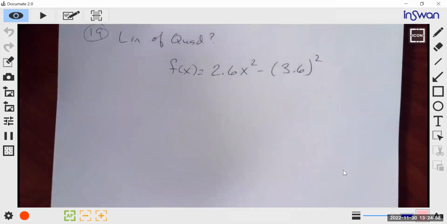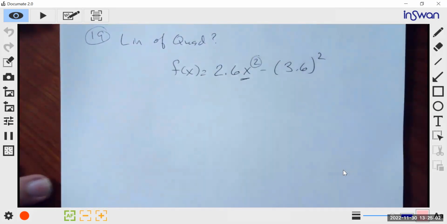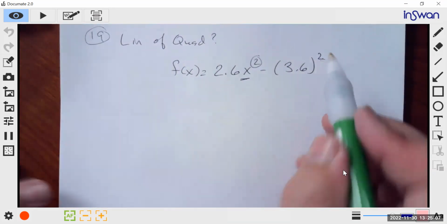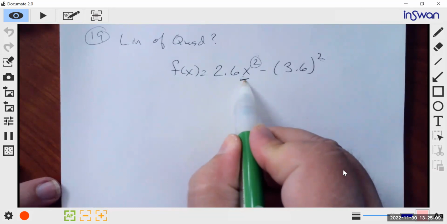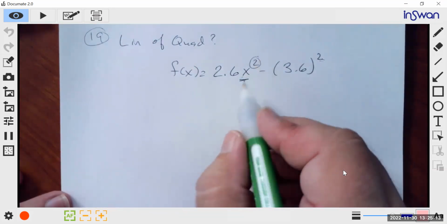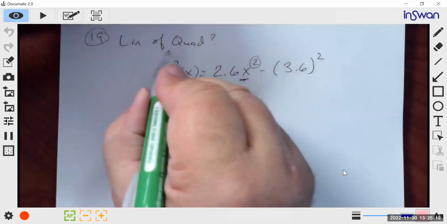Yes, exactly. Well, it's quadratic if the x has a 2. Even though that one has a 2, that doesn't make it quadratic. It has to be the x. If the x does not have a 2, then it's not quadratic. Linear equations do not have any exponents on the x's. So it's quadratic.